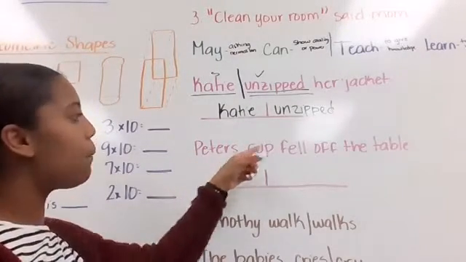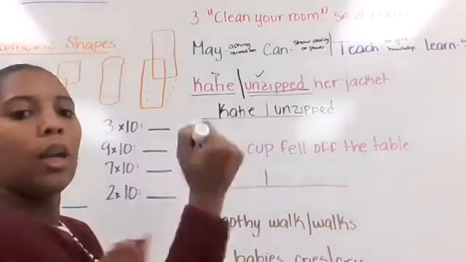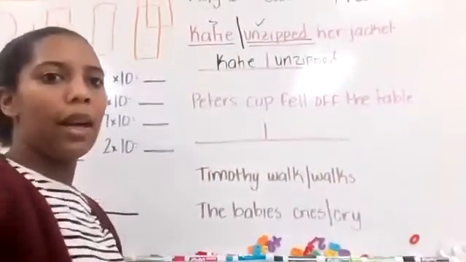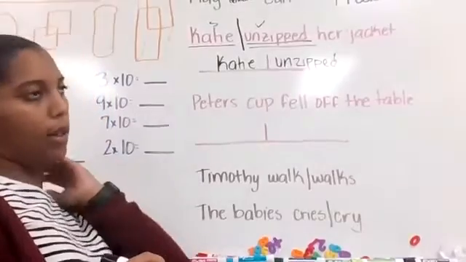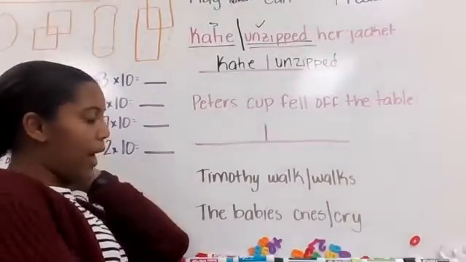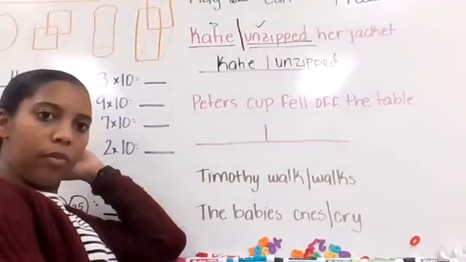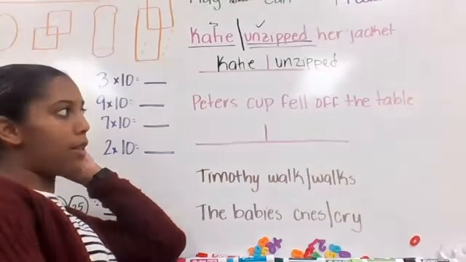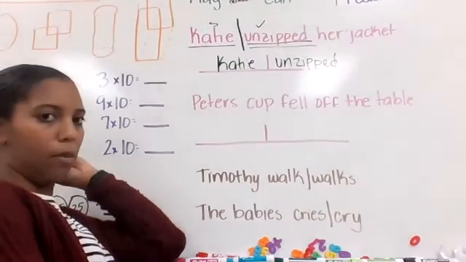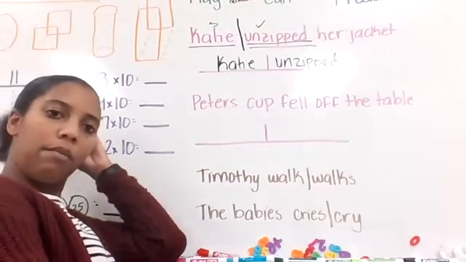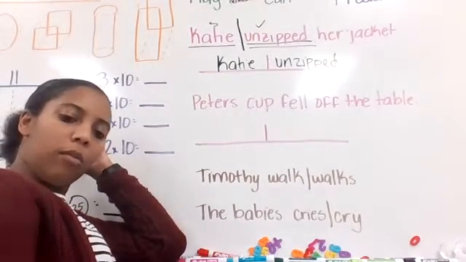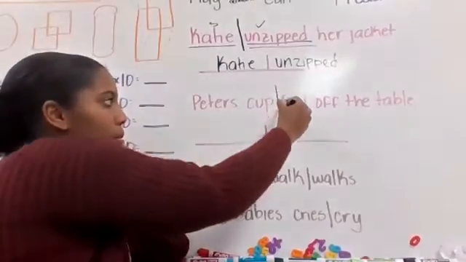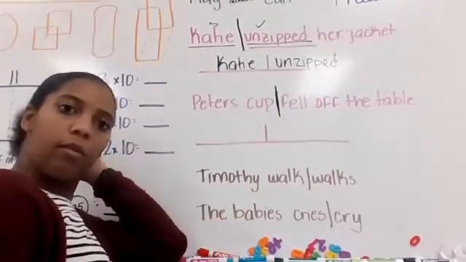Next one, Peter's cup fell off the table. How would I diagram this sentence here? Harlem, where am I dividing? Look at it good. Peter's cup fell off the table. Peter's cup. Between cup and fell, yes. What's your subject?